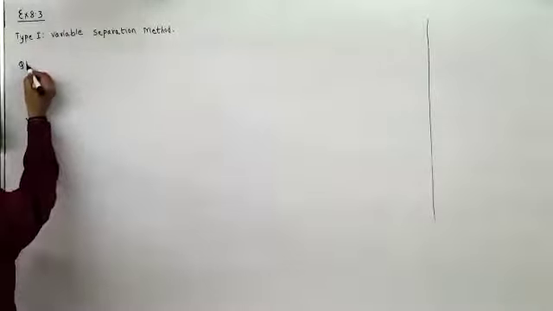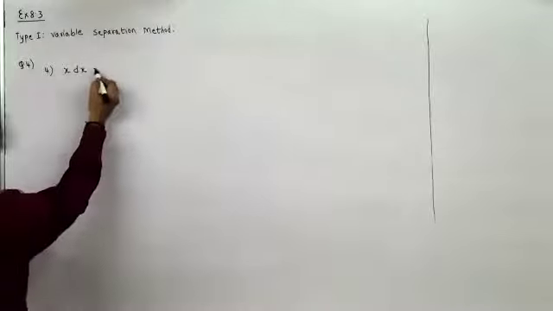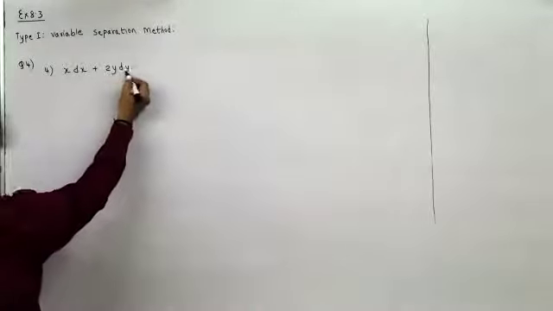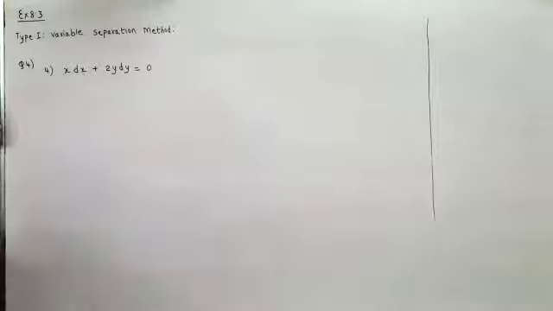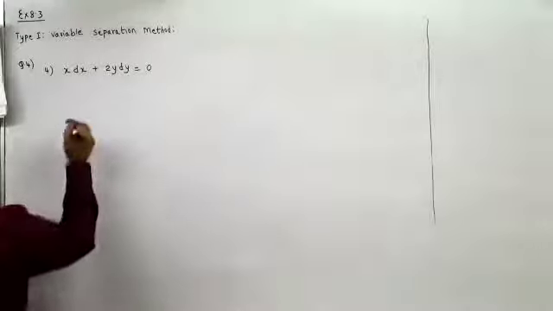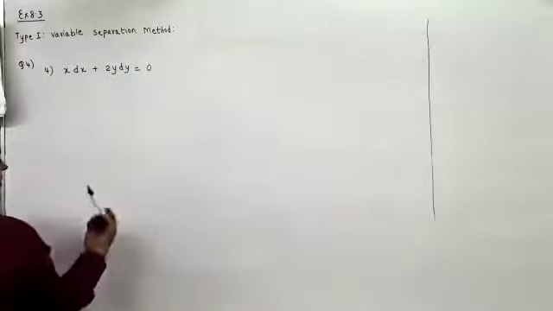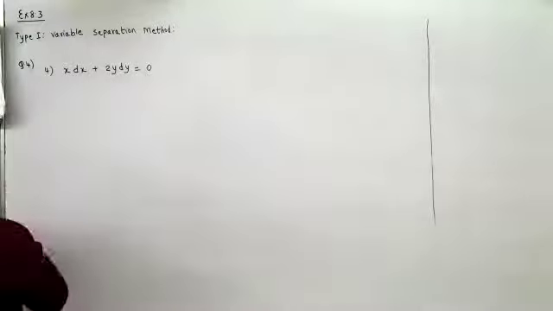Question number 4, the fourth part. x dx plus 2y dy is equal to 0, and they have asked you to find the solution for the differential equation. That means you have to find it in terms of x and y. Solution. So here, how do you find? This is in terms of dx and dy, and you have to find it in terms of x and y without this dx and dy term.